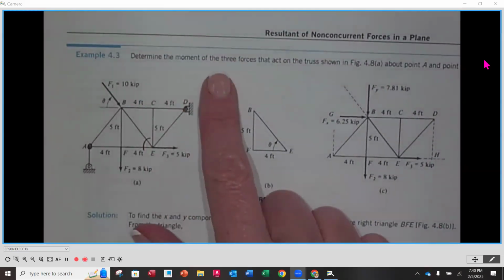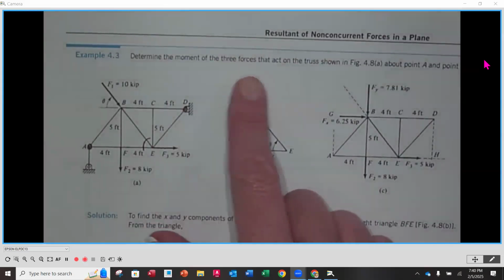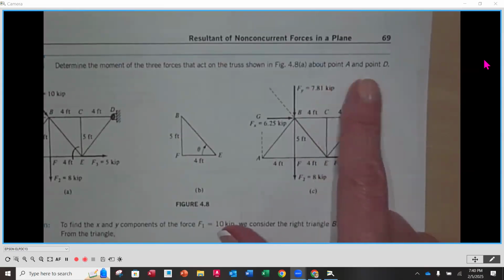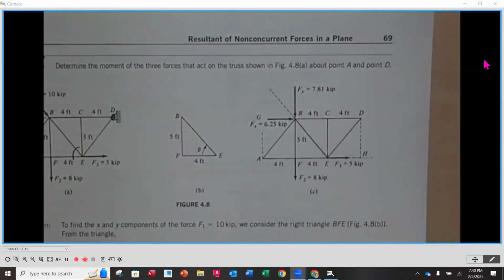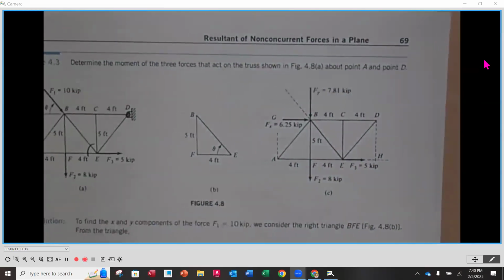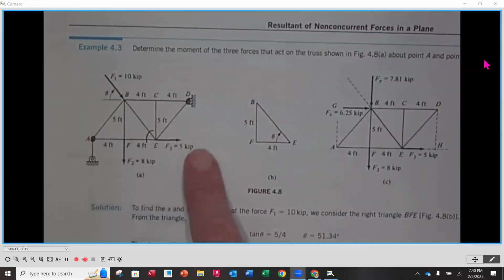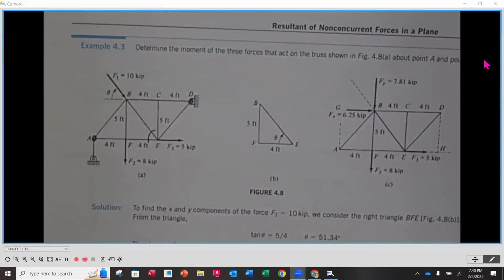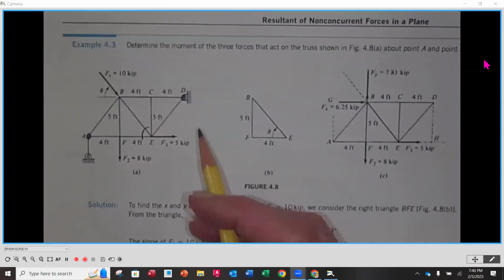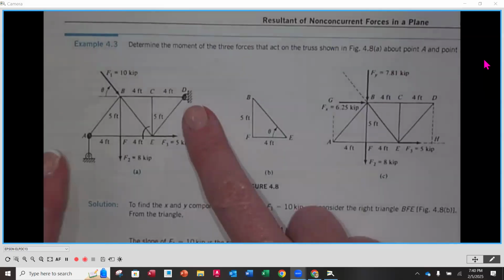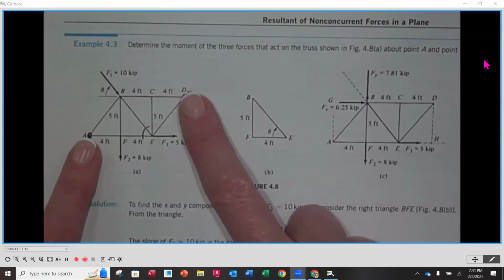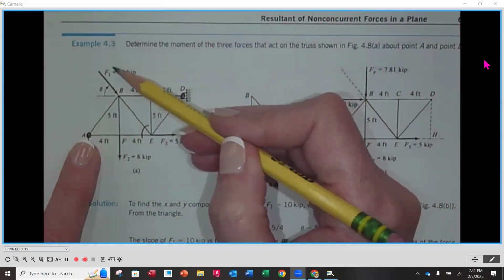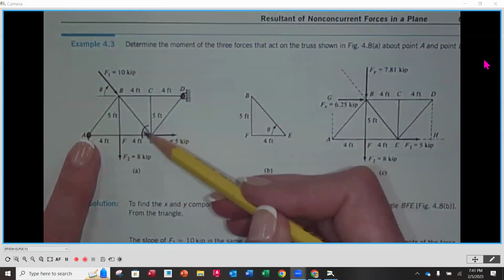It says, determine the moment of the three forces that act on the truss below. And we want to find the moments about point A and point D. So we're going to do two moment equations. And here is what we're looking at in terms of the actual problem itself. So what we're going to do is draw this truss. The two points that we're going to sum around are point A and point D. And the three forces that we see here are F1, F2, and F3.